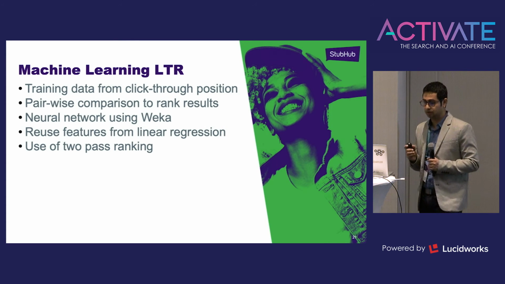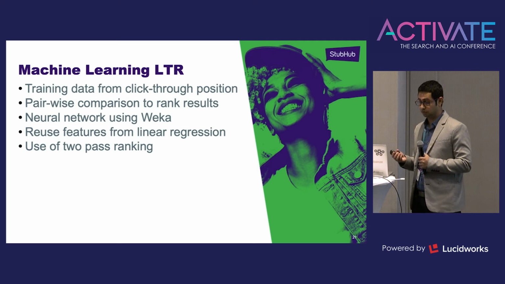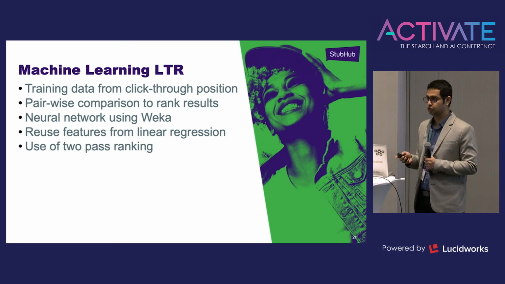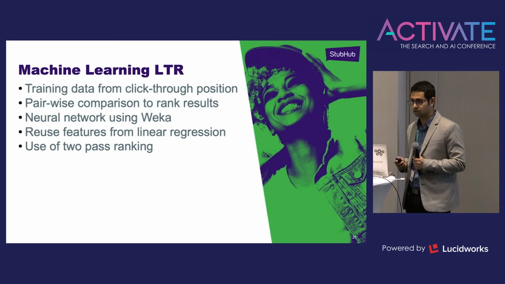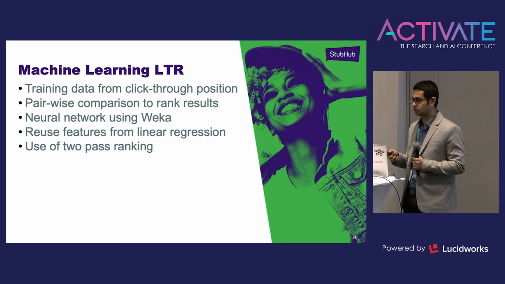Now coming to machine learning with learning to rank. We have the training data that we obtained from the click-through positions. We'll be using the pairwise approach to compare the ranking. Since we are doing it on the API side, I think we used Weka, but probably we'll switch to other methods in future. We use the same features used in the linear regression. The features are already there, and we use the same two-pass ranking. So nothing changes; just the model changes, and you can switch and A/B test between the models.